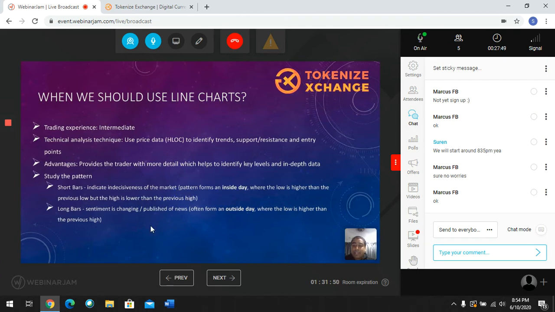And long bars mean sentiment is changing, or basically there is news published. Often it's also called an outside day, where the low is higher than the previous high. So that means it's going on an uptrend. You can see the candle is longer, and it's double green rather than double red. We will see that clearer later during the technical chart drawing. Any questions so far on the short bars or long bars, inside day or outside day? If there's no question, I will move on.